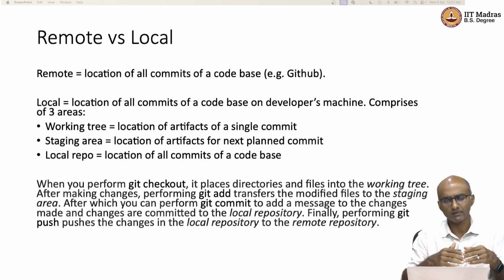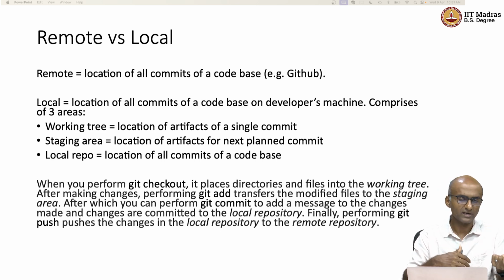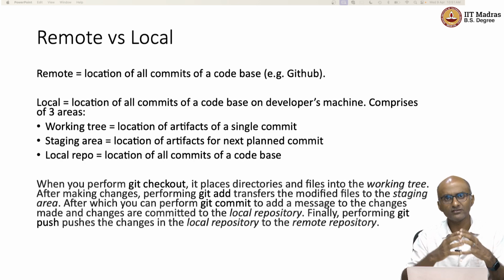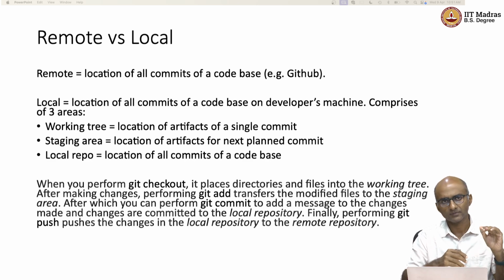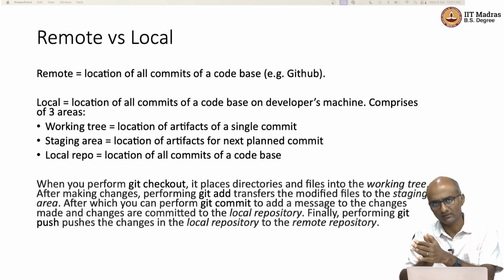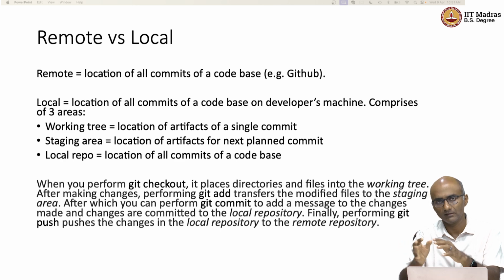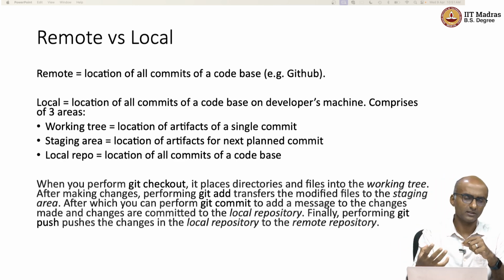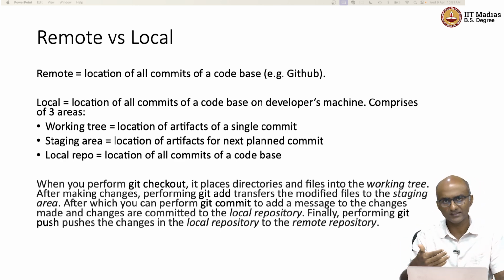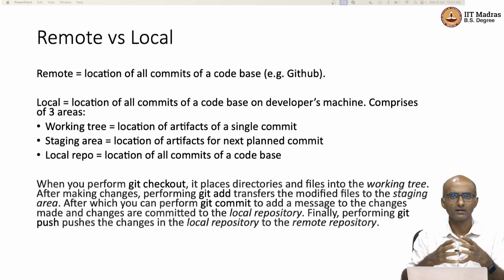The local itself comprises 3 areas: the working tree, the staging area, and the local repo. Local repo, as you can imagine, is the storage area, which is basically where the code base is actually stored itself. The staging area is basically where the set of artifacts that you've changed, or set of parts of the code that you've changed and you're planning to commit, but you've not committed yet. All of that uncommitted changes reside in what's called the staging area. Think of it as a temporary area. Until you commit, it remains there.